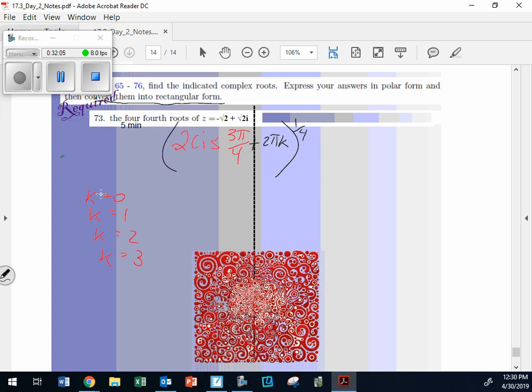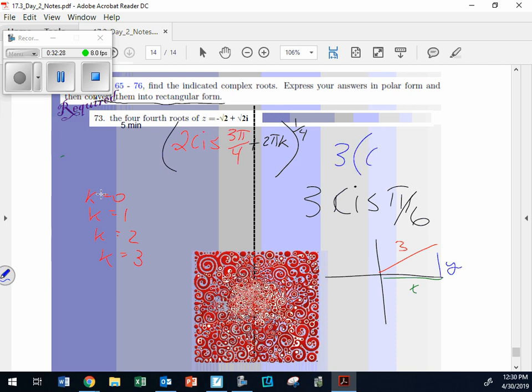Let's say I had 3 cis pi over 6. You just have to draw a picture of it and figure out what the rectangular is for it. 3 cis pi over 6, well, it would be like this for the pi over 6, and then this distance is 3, and you got to figure out how long x and y are. Or you can do it this way.